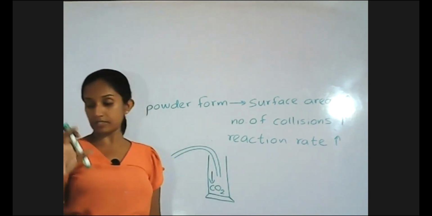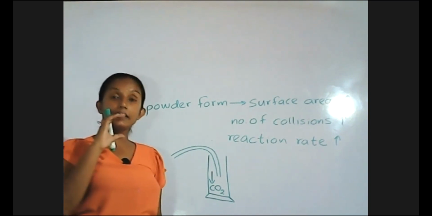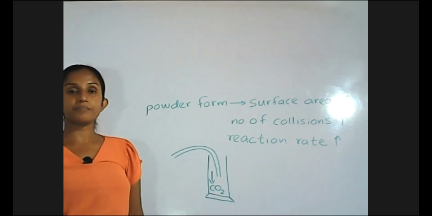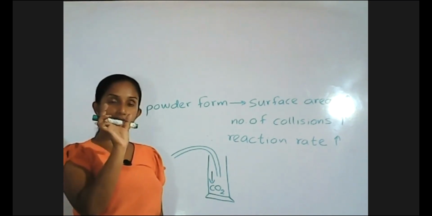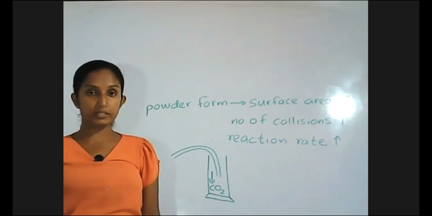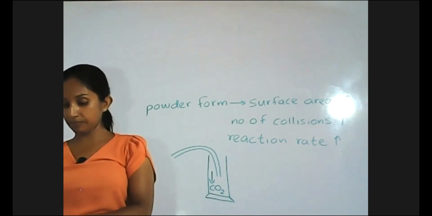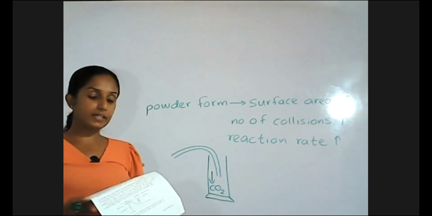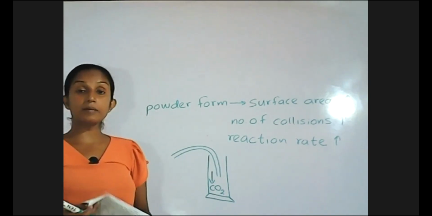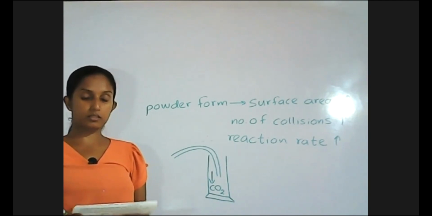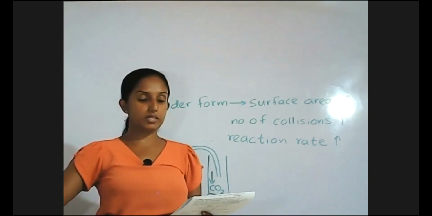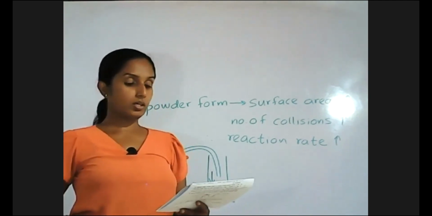That is the test. And the observation: colorless lime water turns milky. Right? You have to write the observation clearly. Colorless lime water turns milky. Right? Next one. State an instance where the non-combustible property of carbon dioxide is made use of.